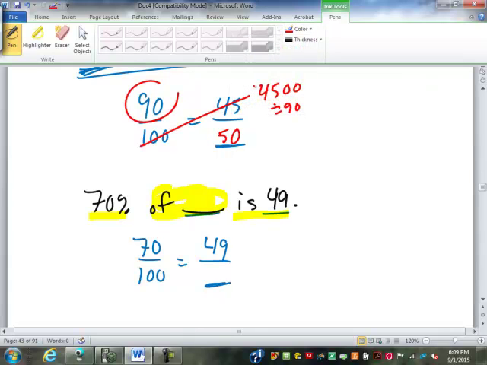And we'll cross multiply and divide. 100 times 49 is 4,900. Divided by the 70 is 70. So 70% of 70 is 49.